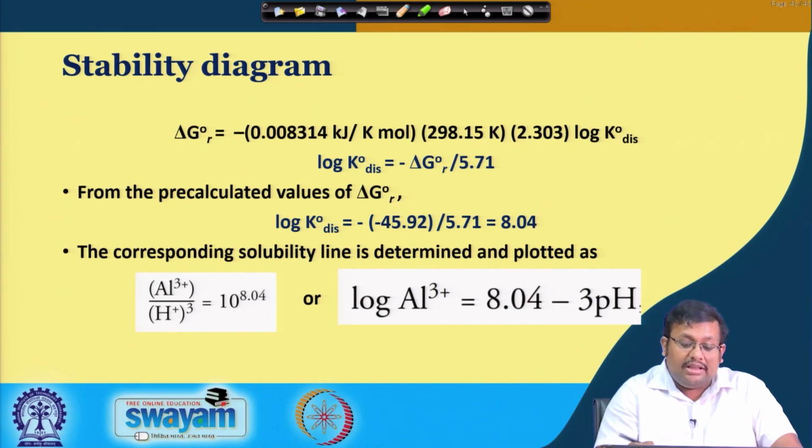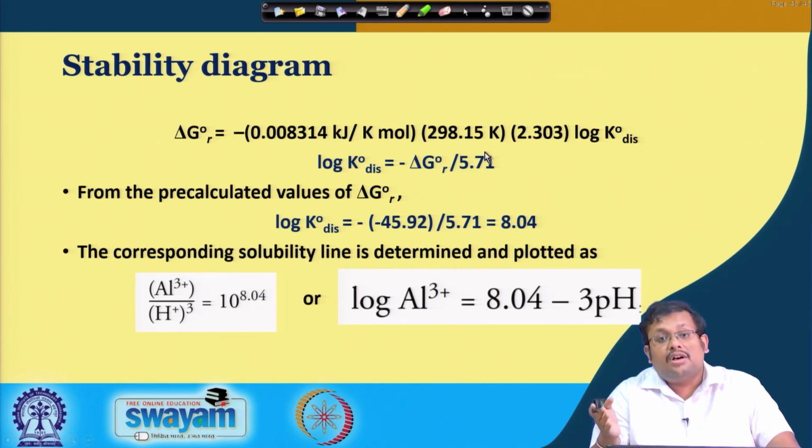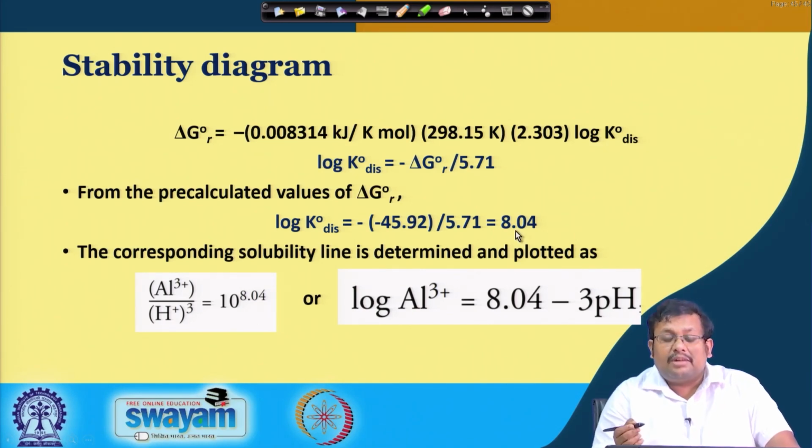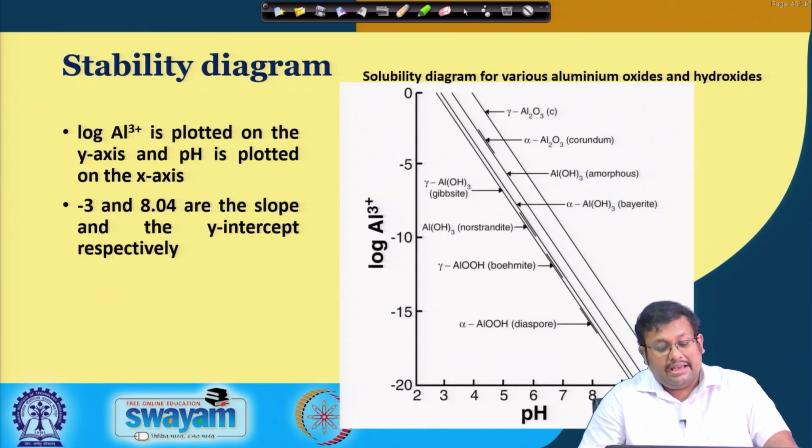So, by inputting all these values we can get this relationship, and from the pre-calculated values of delta G0 for gibbsite we can input these values and we can get this log of the thermodynamic dissolution constant of 8.04. From there we can calculate this linear equation.